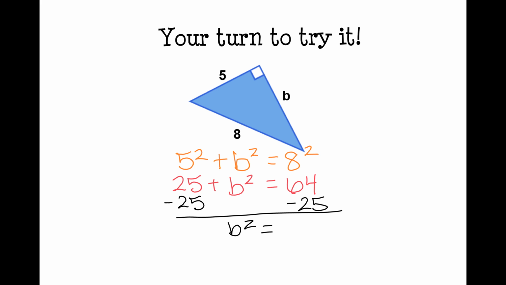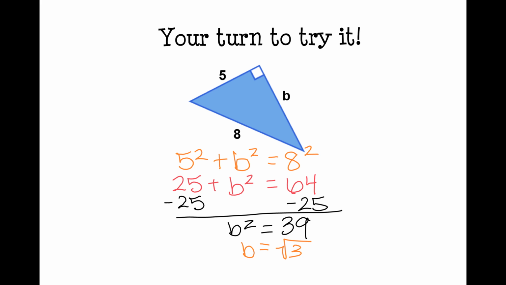When I subtract that, that is going to be, let's see, that's going to be 39 when I subtract that. And then my last step is going to be to take the square root. I'm going to take the square root of both sides, so I end up with B is equal to the square root of 39.